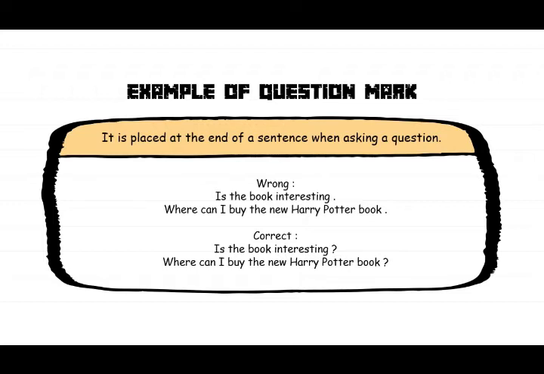Okay, so the correct one, so this, Is the book interesting? Don't forget the question mark. Where can I buy the new Harry Potter book? Don't forget the question mark. Okay, because it is placed at the end of a sentence when asking a question. Okay, kelas. So kalau kita jumpa lagi contoh kan, can you please, can, could, itu pun adalah contoh yang mana dia bertanya soalan.